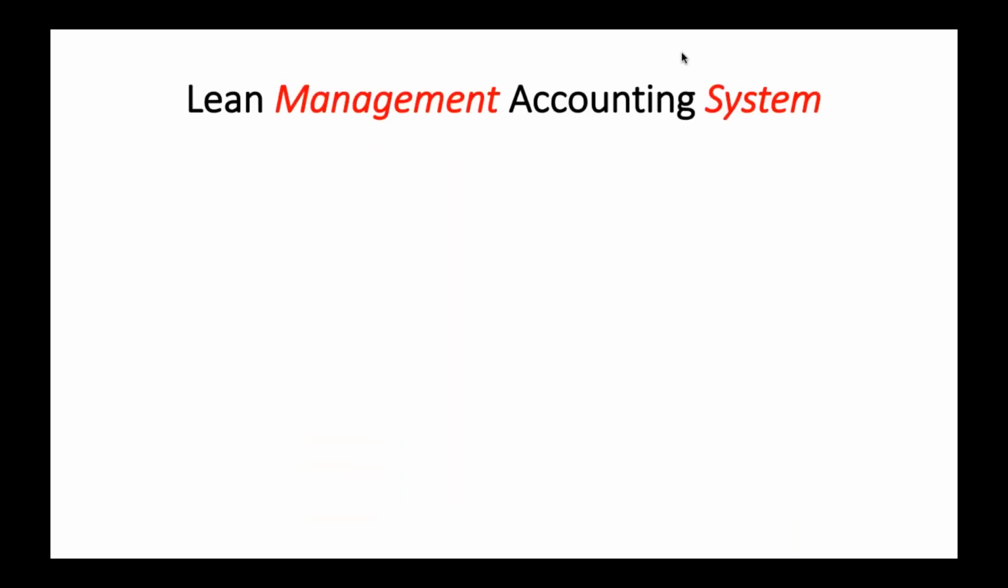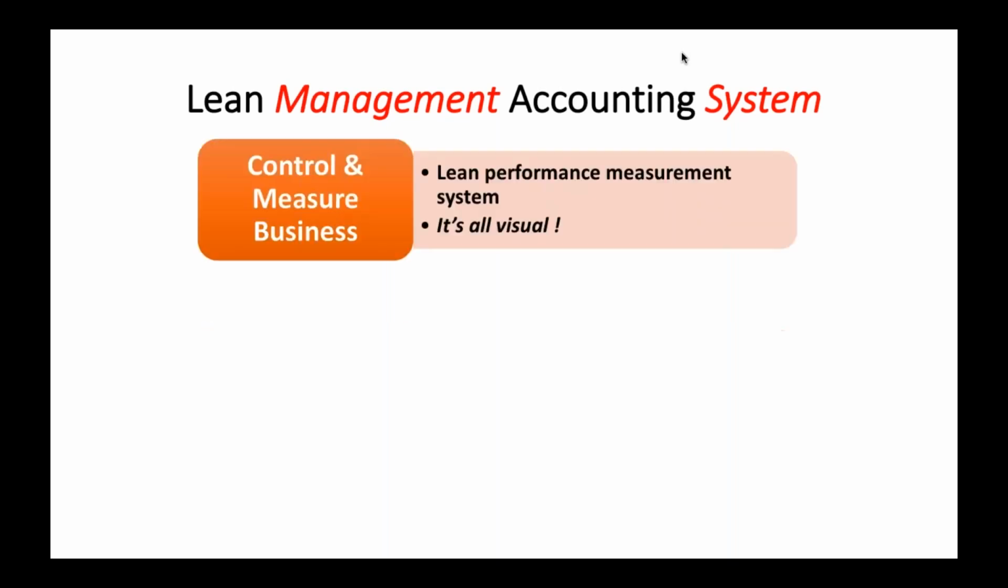Lean accounting is primarily the lean management accounting system. And any good management accounting system controls and measures the business. In a lean company, that is your lean performance measurement system. The great part about your lean performance measurement system is that it's all visual. All the measures are posted in the business and they can be seen and they're updated frequently.